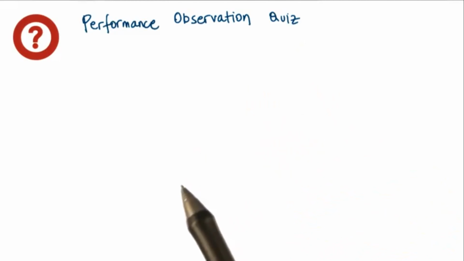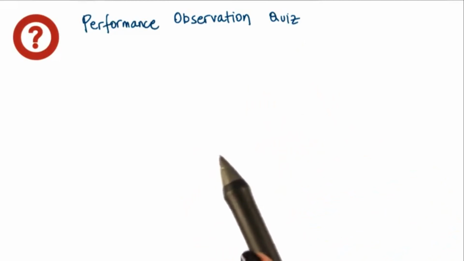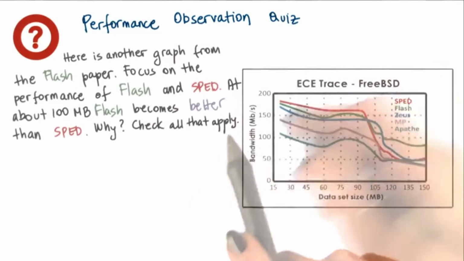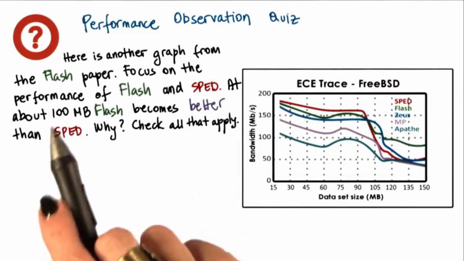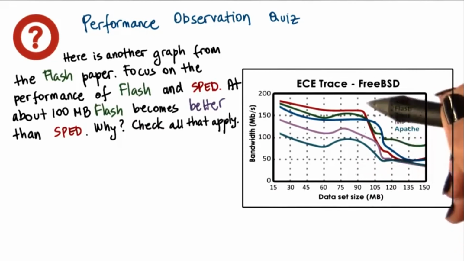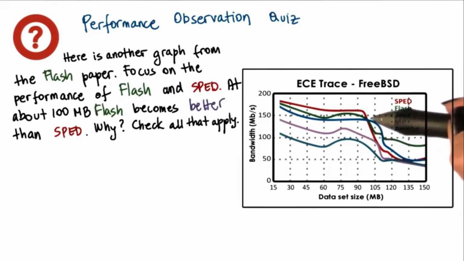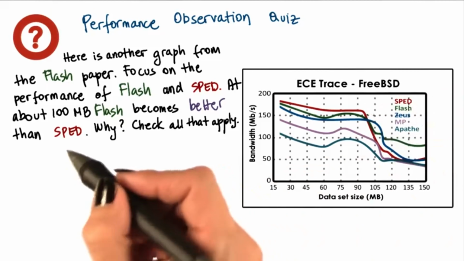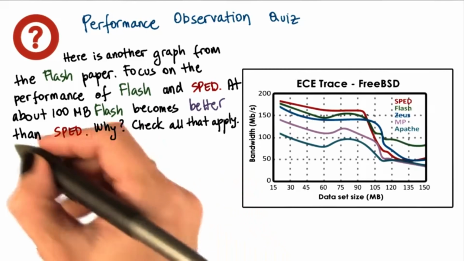Let's take one last look at the experimental results from the Flash paper, as a quiz this time. Here's another graph from the Flash paper, and focus on the green and the red bars that correspond to the single-process event-driven model and the Flash AMPED model. You see that at about 100 megabytes, the performance of Flash becomes better than the performance of the SPED model. Explain why, and you should check all that apply from the answers below.